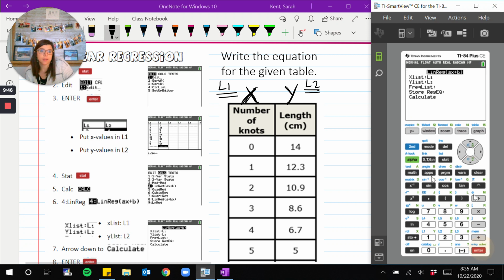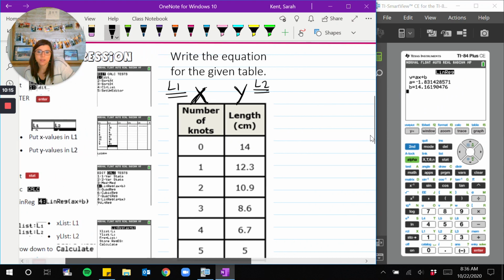One thing we need to check is that the X list is L1 and the Y list is L2. So here, X list L1, Y list L2, that is good. So I'm going to go down to calculate. The black bar is on calculate, and press enter. And now I'm going to get this screen here.